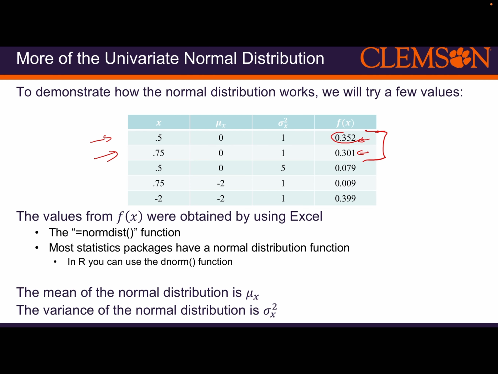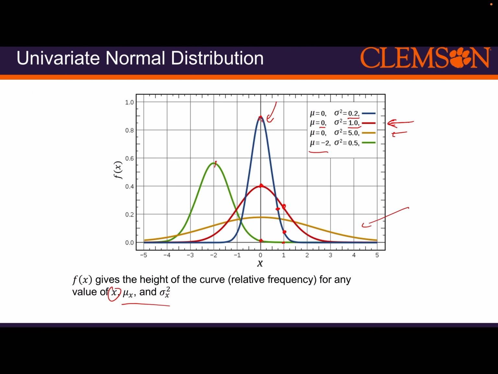So because 0.352 is higher, we'd say 0.5 is more likely if the mean were 0, the variance were 1, and this was normal. And you can see that here. The 0, 1 point is this red line. A 0.5 is right here, and that should be right about 0.352. And a 0.75 is like right here, which is just a little above 0.3. So you can see where those happen to be.